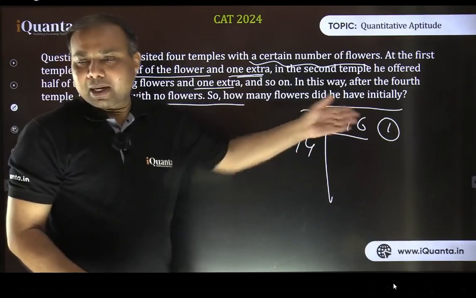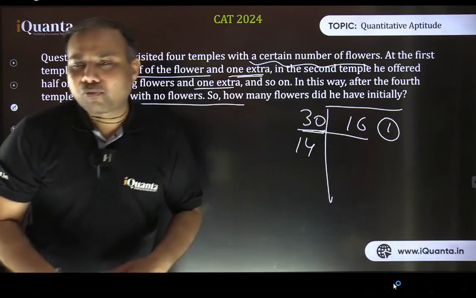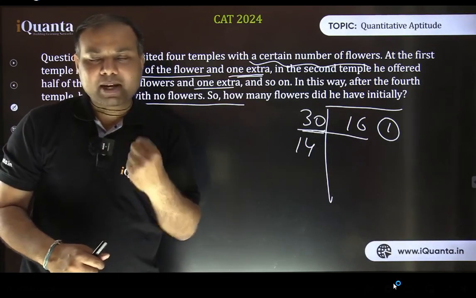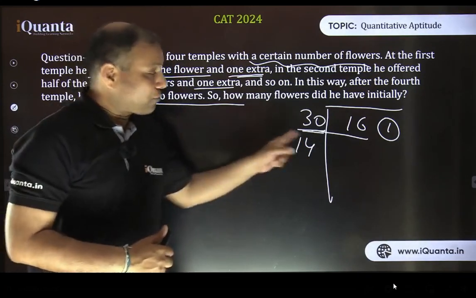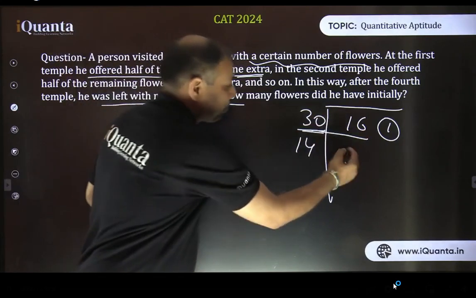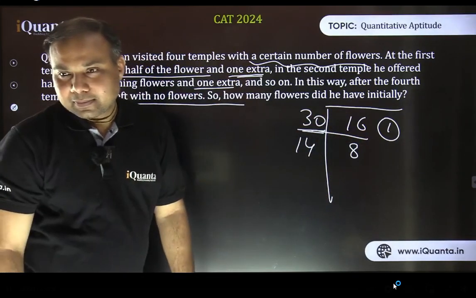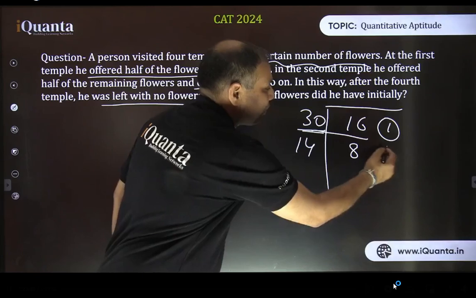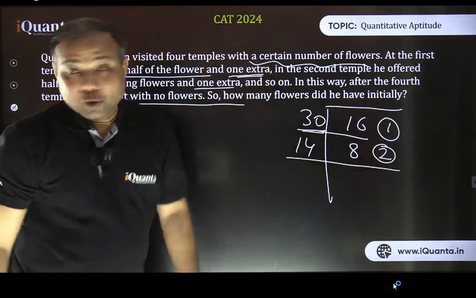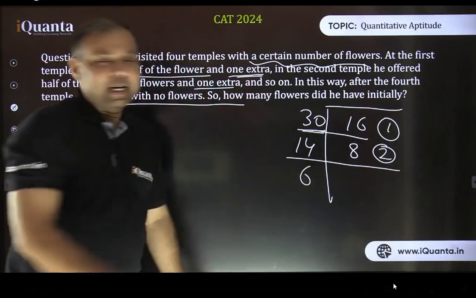How did we get this? 30 minus 16. Now, what is the number of flowers offered in the second temple? So half of 14, that is 7 plus 1, right? So 7 plus 1, that is 8. Is it fine? So that is the number of flowers offered in the second temple. So now what is the remaining number of flowers? Of course, it is 6.